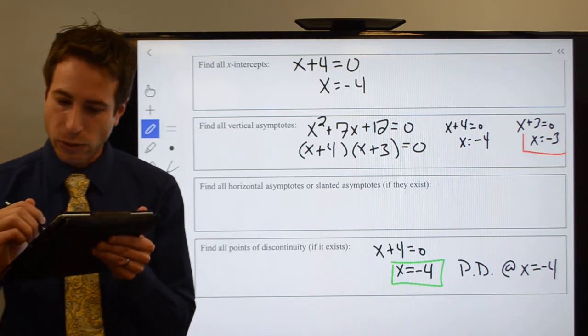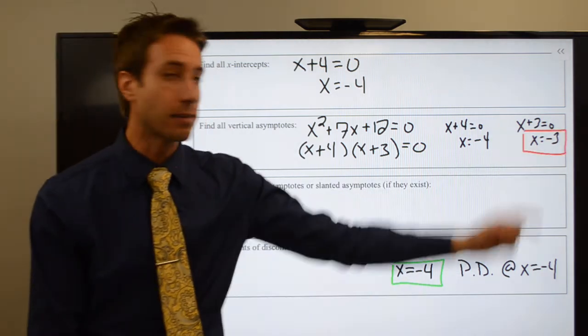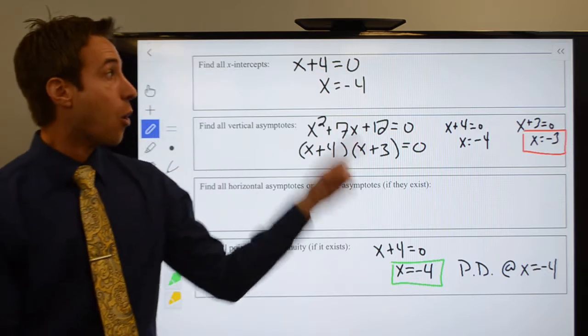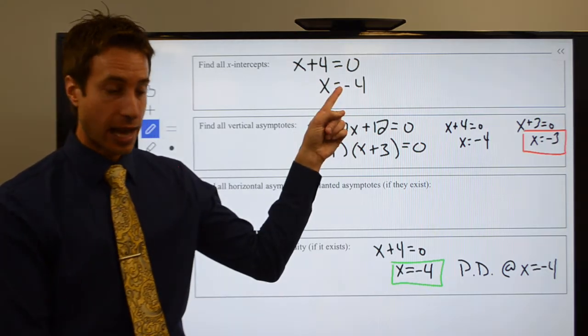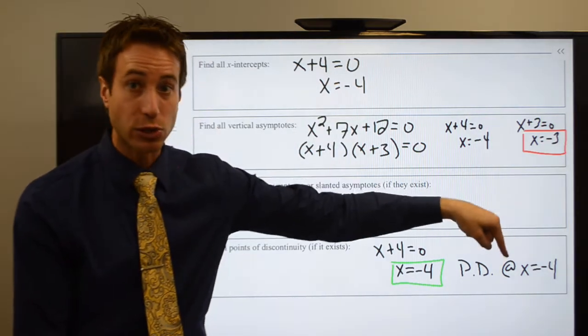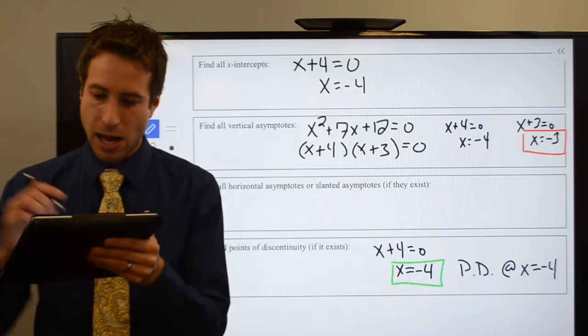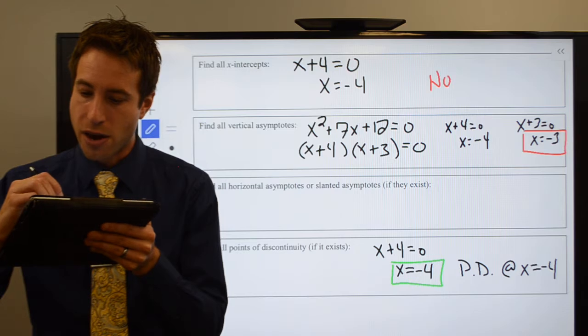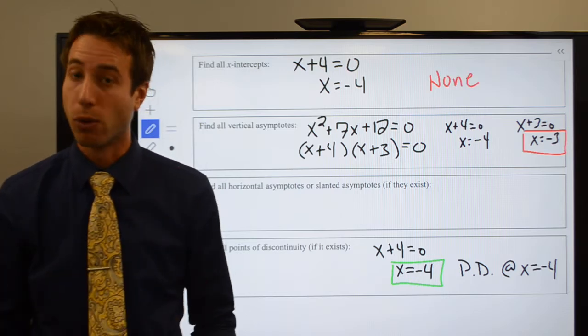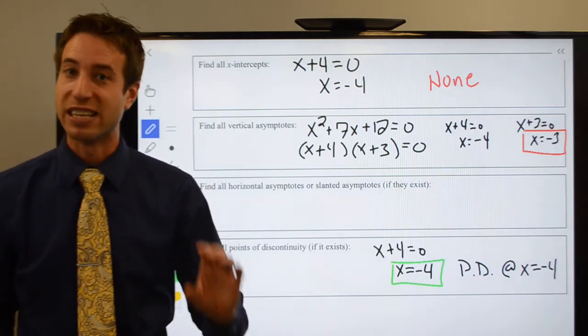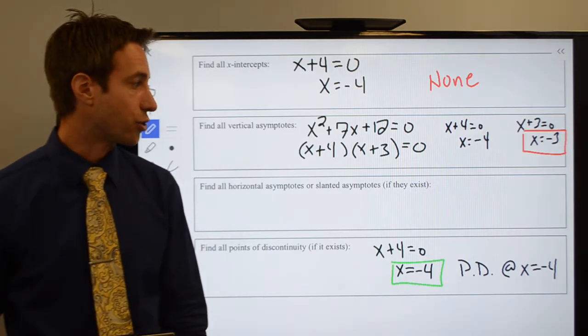However, this one, x equals negative 3, counts as a vertical asymptote, and since what I thought was an x-intercept actually turned out to be a point discontinuity, what are my x-intercepts? I have none. There are no x-intercepts for this rational function.